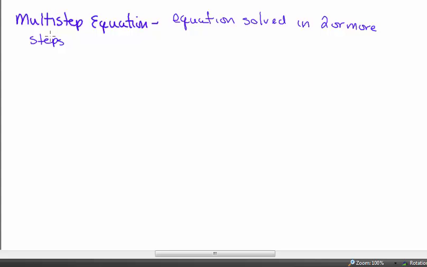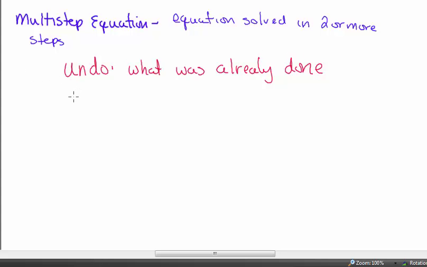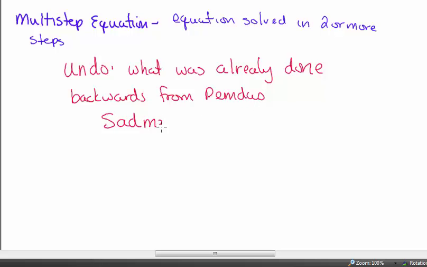So when we solve a multi-step equation, we're going to be undoing what was already done. And we're going to work backwards from PEMDAS. So basically we're going to do SADMEP. So we're going to add or subtract first, then multiply or divide. Now some equations will require some things before that, but that's the basic principle: we're going to be undoing what was done.